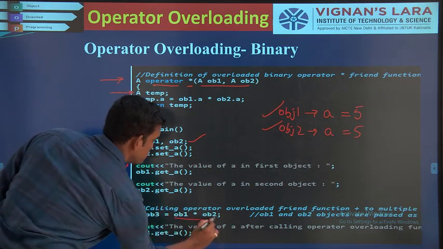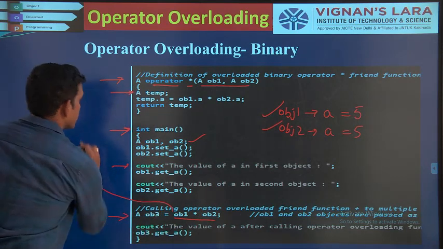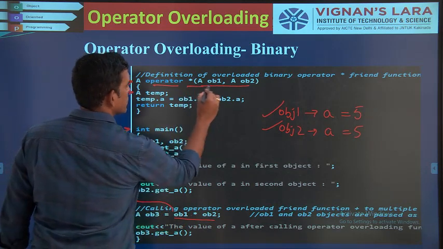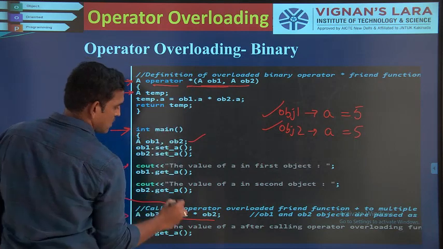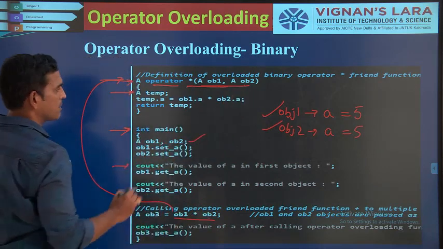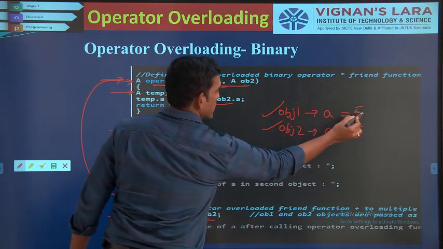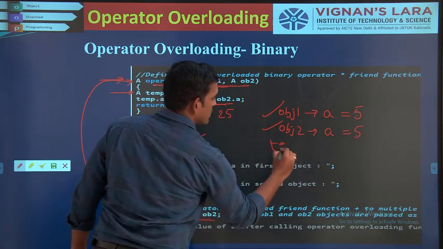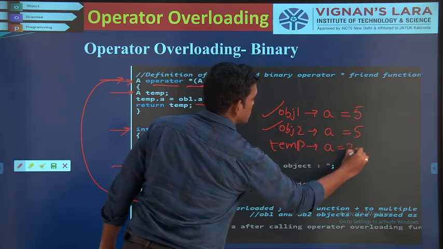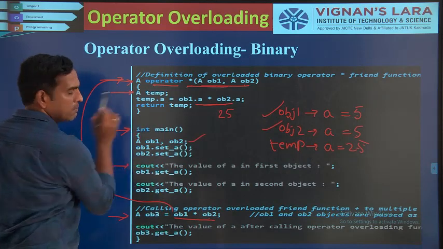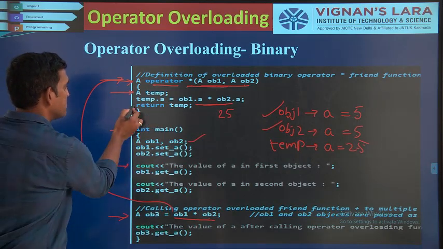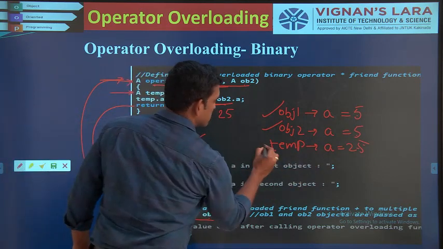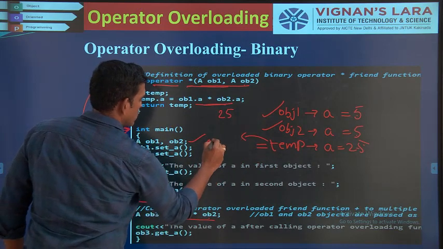When I perform object 1 into object 2, what will happen? It will go here. That is, object 1 will be passed as the first argument and object 2 will be passed as the second argument. It will multiply 5 and 5, and the value 25 will be present in the temporary object. When I return temp, the particular 25 value will go into object 3.